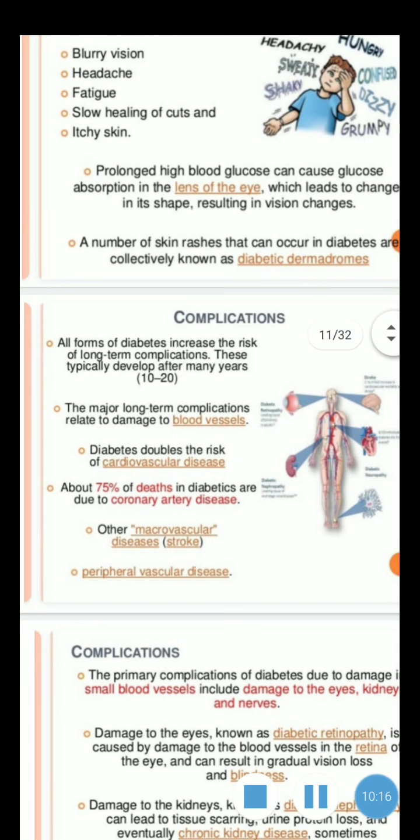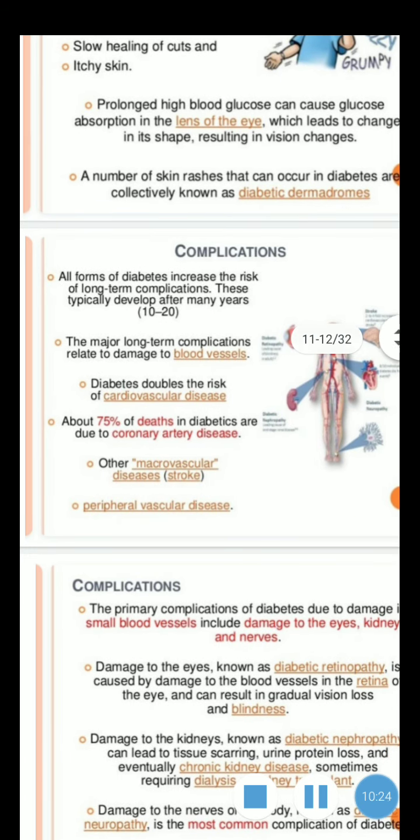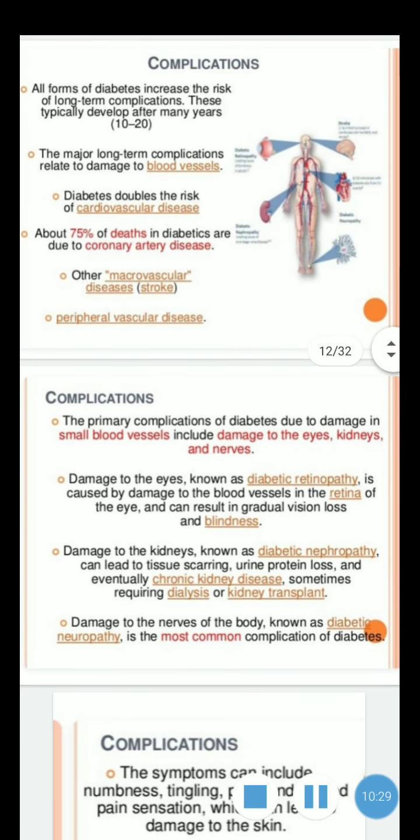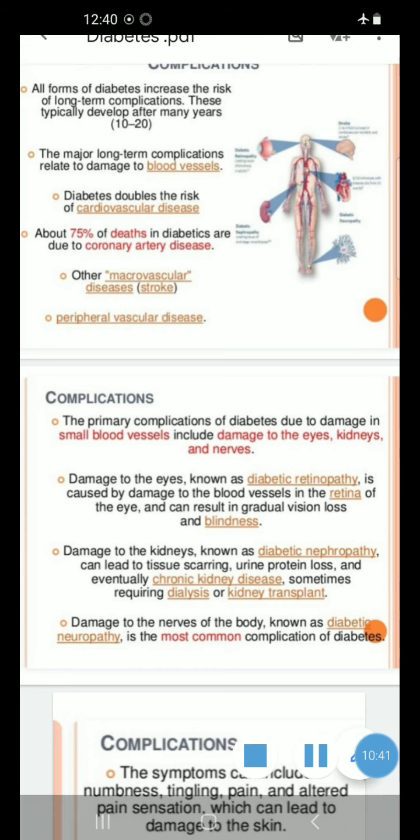Then macrovascular disease, for example stroke. Next complication is stroke. The next, peripheral vascular disease. Then the next complication: the primary complication of diabetes is due to damage to small blood vessels, which includes damage to the eyes, kidney and nerves.